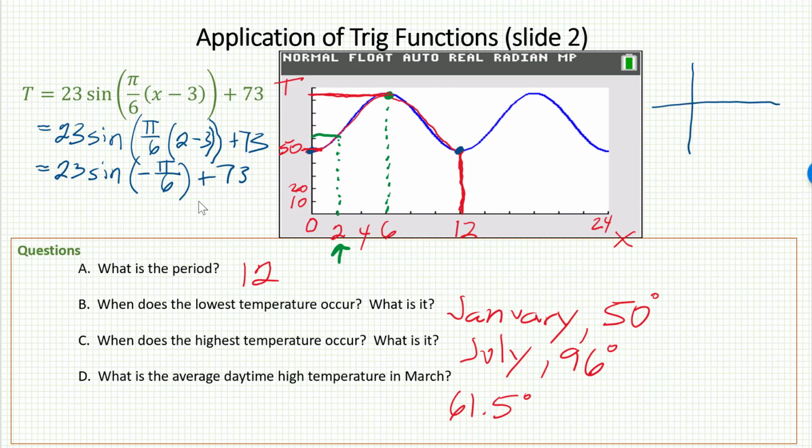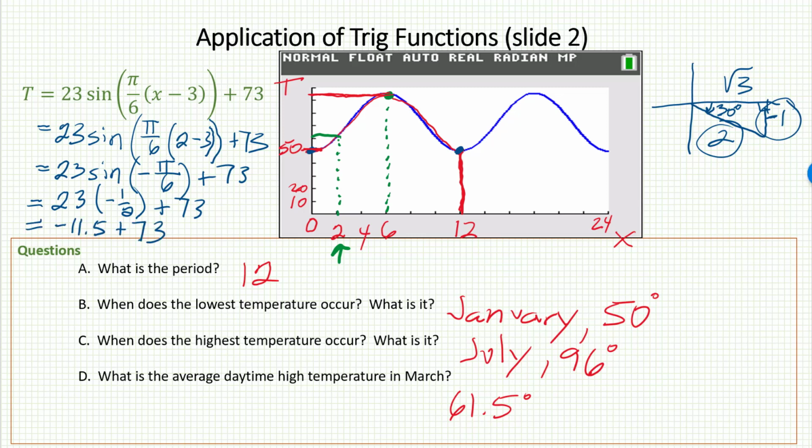I can quickly draw in my reference triangle. Negative pi over 6 is negative 30 degrees. That means I have a 30, 60, 90 triangle. We know how to label those sides. Let's see, I'm in the fourth quadrant, so the y value there would be negative. And the sine ratio is clearly -1 opposite over 2 hypotenuse, -1/2. Well, 23 times -1/2 is -11.5, and when I add that to 73, I get 61.5.